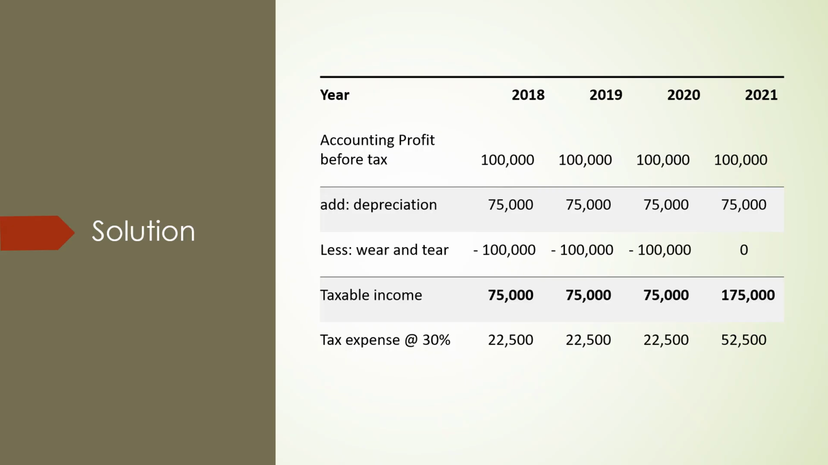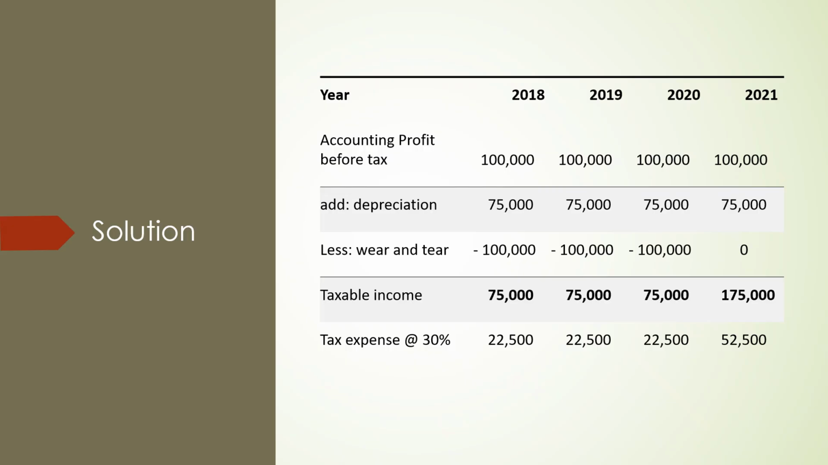For the years 2018 to 2020, the taxable income is calculated as 75,000. This is done by adding back the depreciation of 75,000 to the accounting profit before tax and deducting the wear and tear allowances that are allowed by the tax authorities. The tax expense for the 3 years 2018 to 2020 amounts to 22,500. That is 75,000 times 30%.